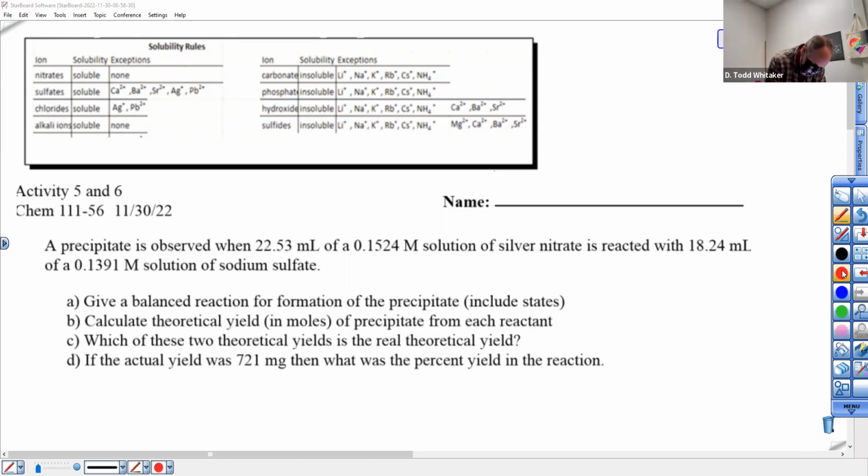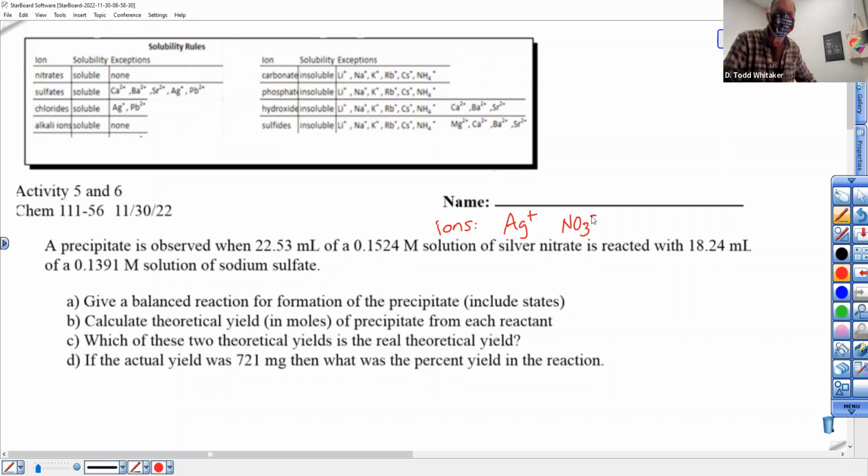Always need ions. What's the silver ion? Always. Silver, Ag+1. We have to know that. Nitrate, NO3-1.